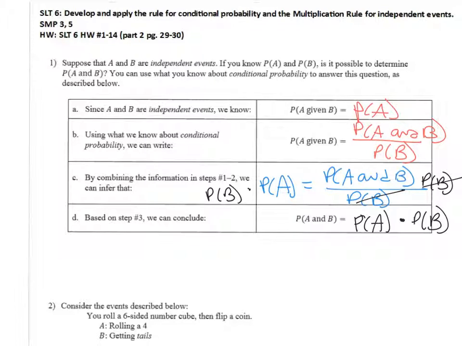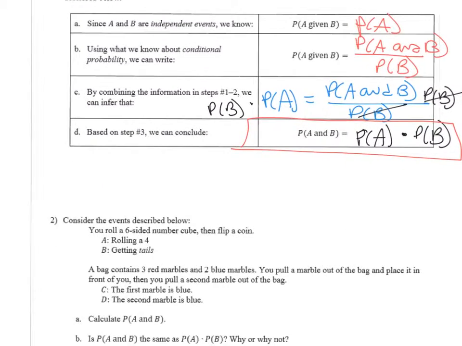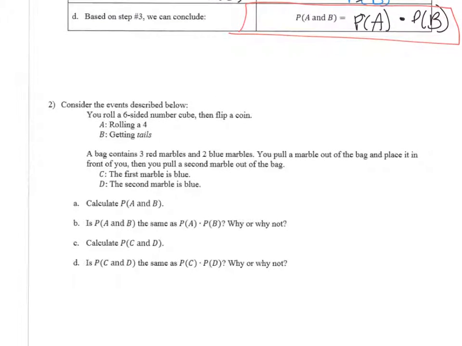So now we're going to use this. This is another definition that we can use now to calculate some probabilities. So let's try number 2. We're rolling a 6-sided number cube, like a dice, and flipping a coin.